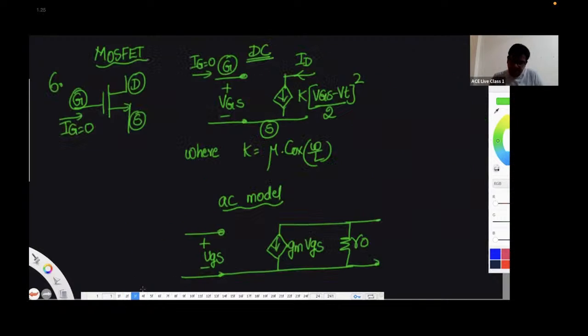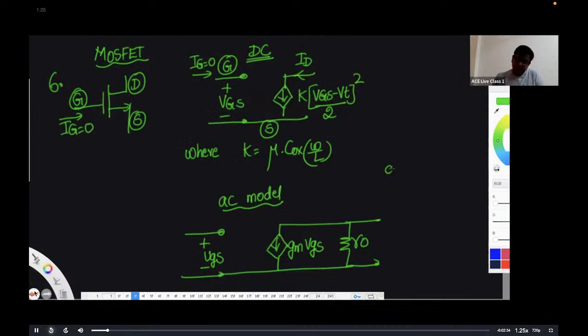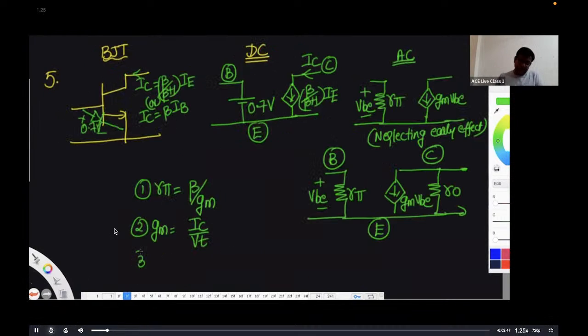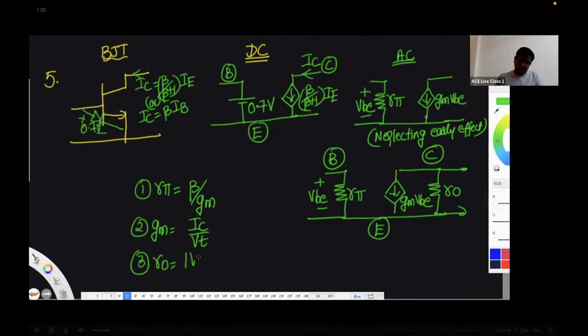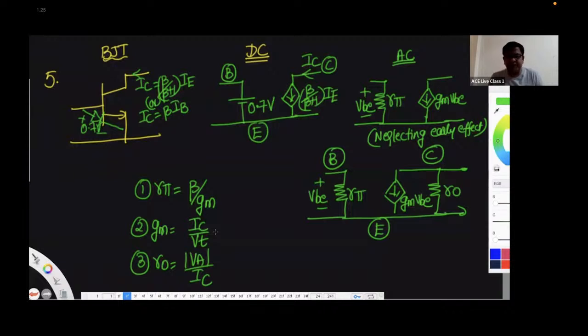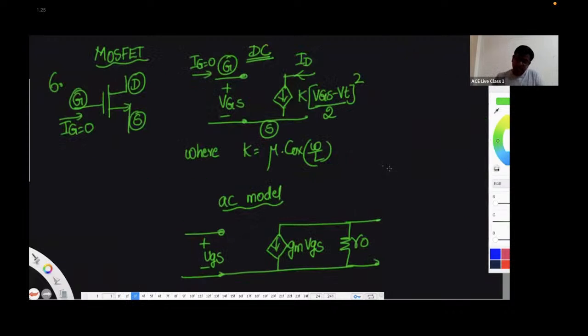So for MOSFET, what are these values? GM is going to be K times (VGS minus VT). This is VGS DC. The AC parameter is dependent on DC. And R0 is equal to early voltage by ID.